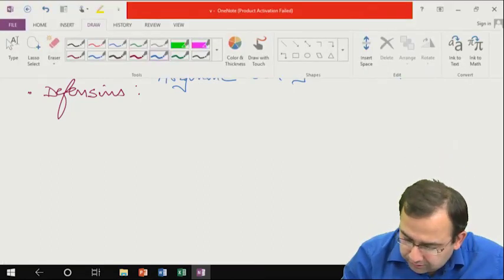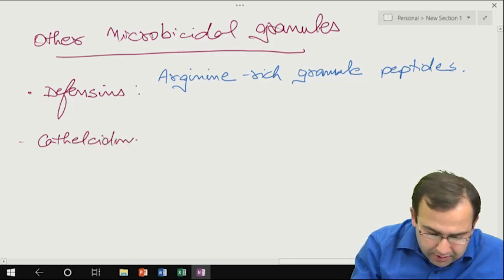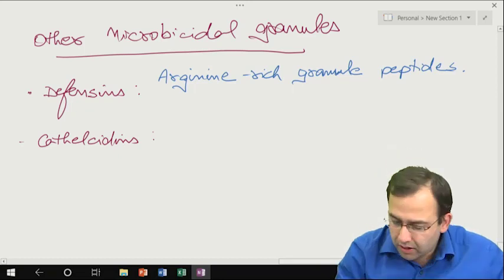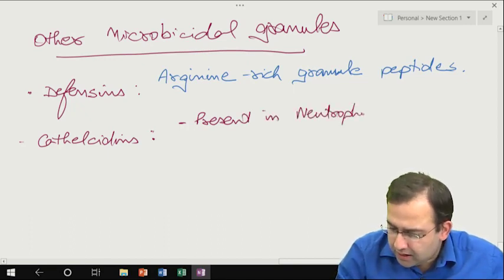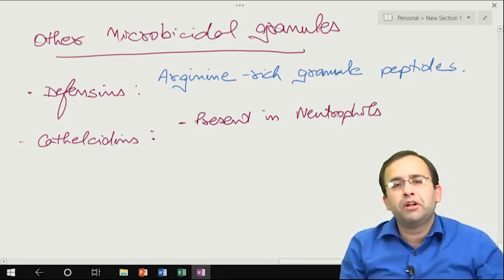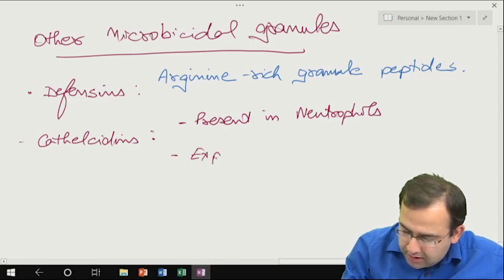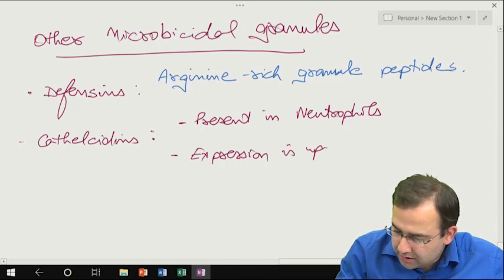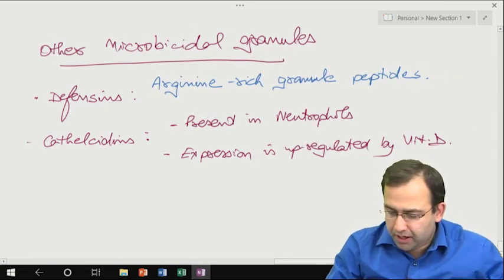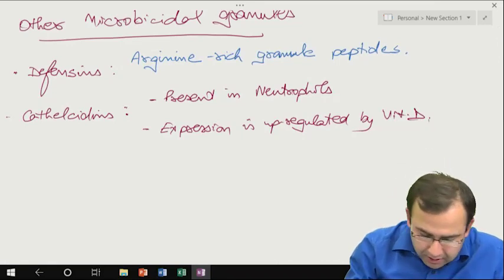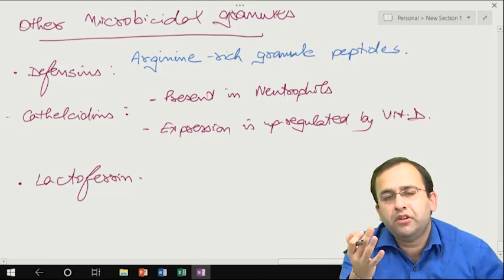Next is cathelicidin. Cathelicidins are antimicrobial proteins present in neutrophils. They are microbicidal, that is very obvious, they kill the bacteria. The point is, they are present in neutrophils. Next point, the expression of cathelicidins is upregulated by vitamin D. Next is lactoferrin. We have already seen it is a component of secondary granules and is microbicidal.